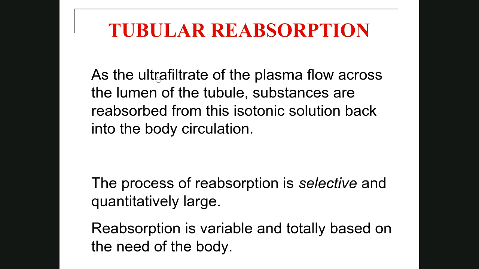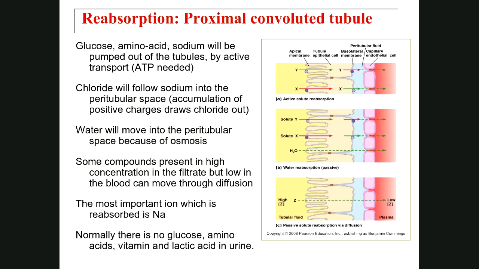When the filtrate starts to pass in the nephron, most of this filtrate becomes reabsorbed from this isotonic solution back into the body's circulation. This process of reabsorption is selective and it's quantitatively large. Reabsorption is variable and totally based on the needs of our body.